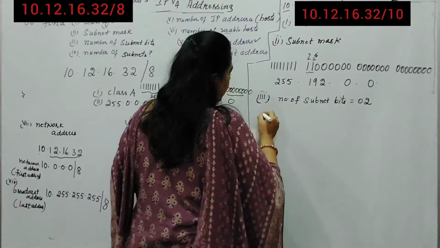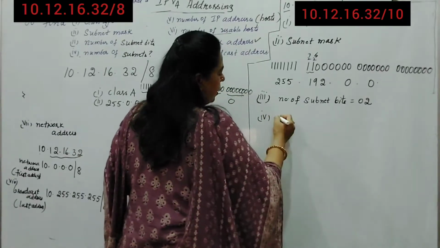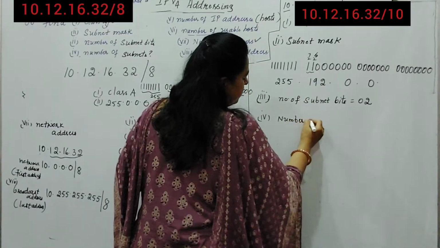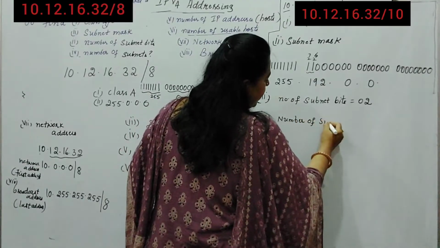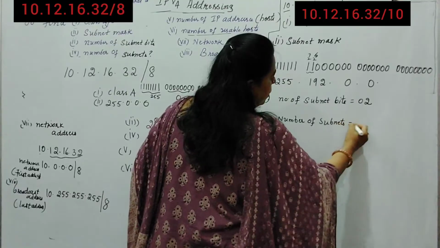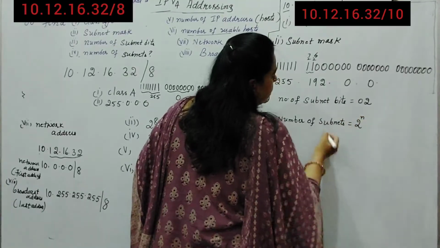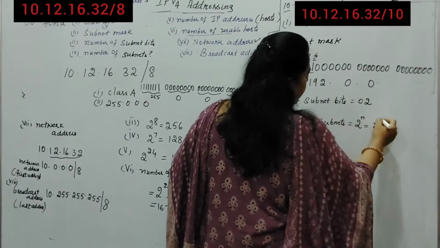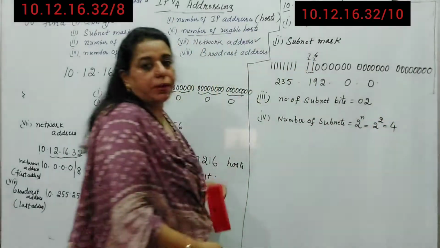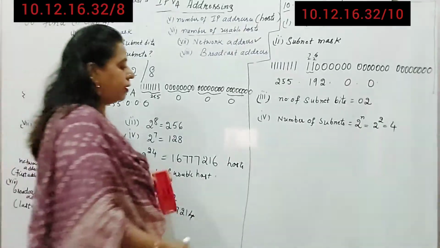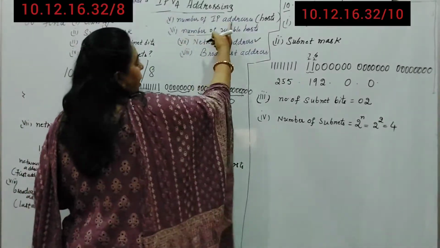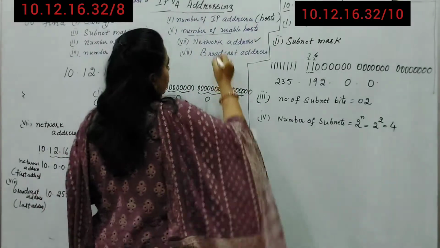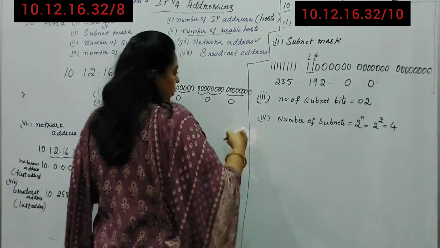How many subnets you can form? See, always to get the total number of subnets, the number of subnets will always be 2 to the power of n. This n is denoting what? The subnet bits. So in this case it is 2 to the power of 2. 4 subnets are possible. So 4 subnets are possible in this network. Then they have asked you number of IP addresses. That is the actual hosts, the number of IP addresses or number of hosts.